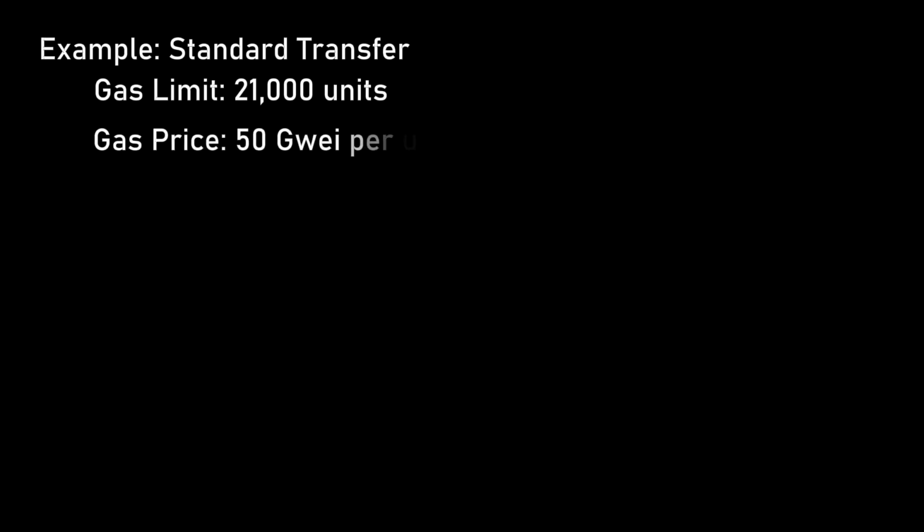Let's walk through a concrete example to see this in action. Imagine you want to send some cryptocurrency to a friend. For a standard transfer on the Ethereum network, the gas limit is typically fixed at 21,000 units. If the current market rate for gas price is 50 Gwei, we multiply them together. The total cost for this specific transaction is 1,050,000 Gwei.